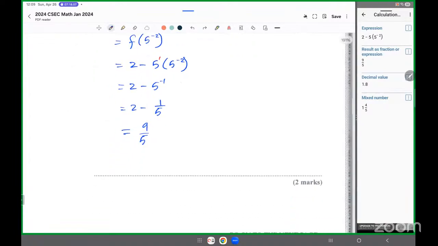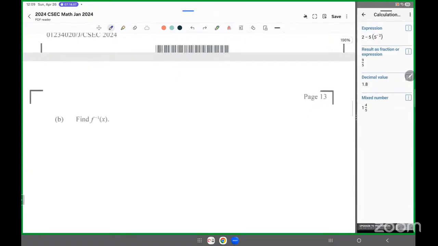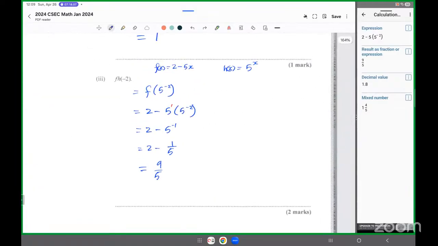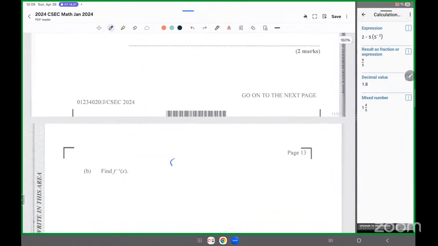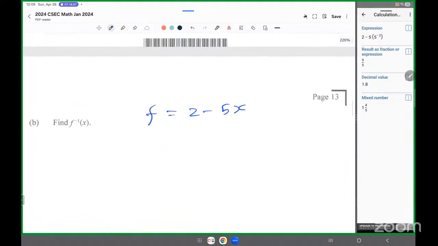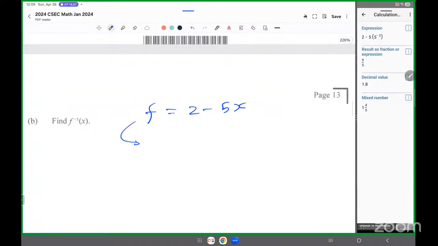Next part: f to the minus 1. So we have f equals 2 minus 5x. I want to inverse this. So we inverse this: the f becomes x equals 2 minus 5, and this x becomes f to the minus 1.